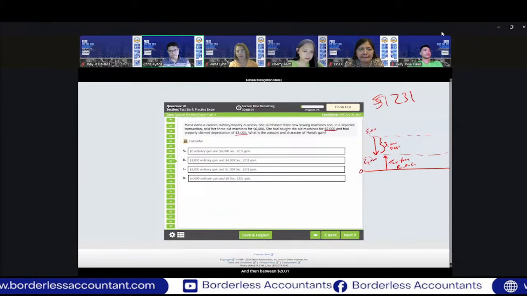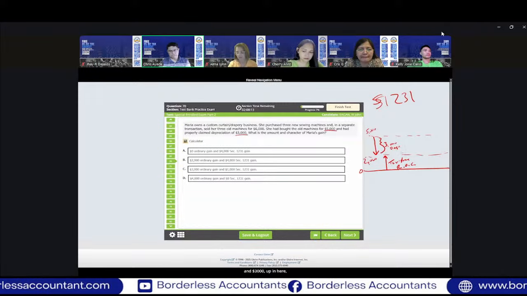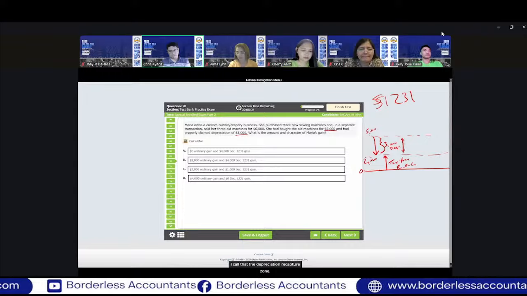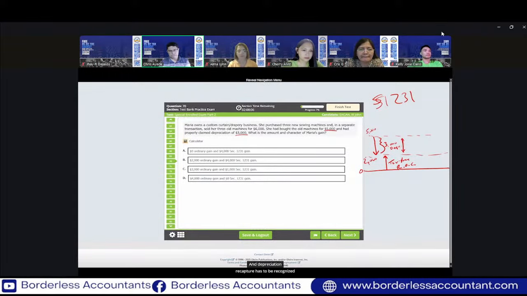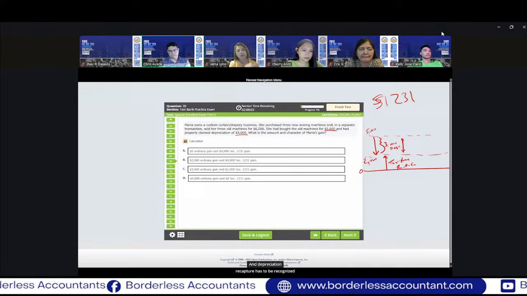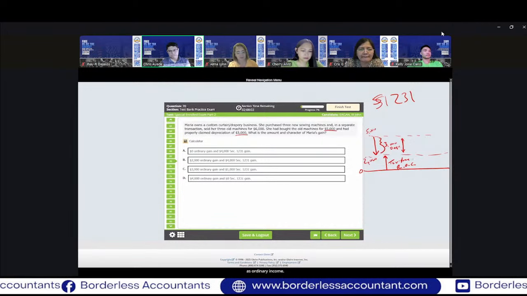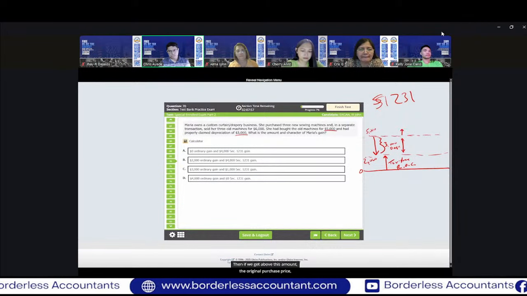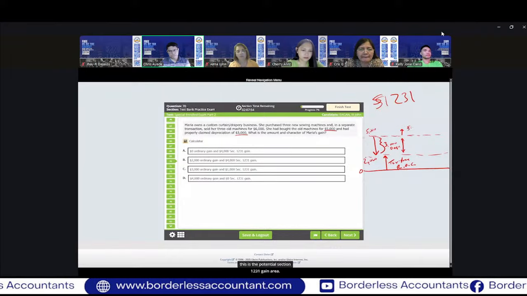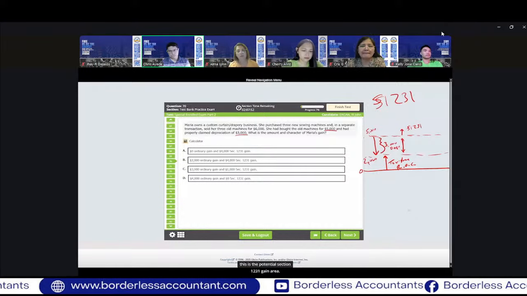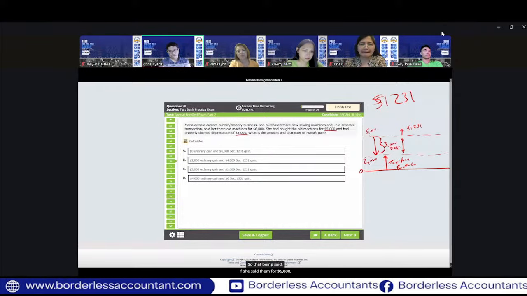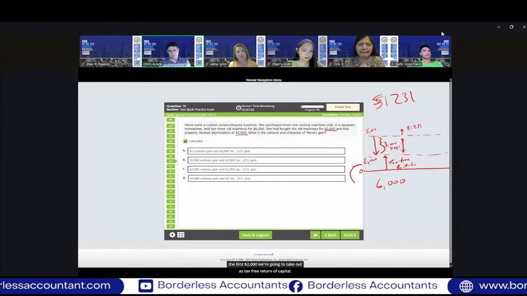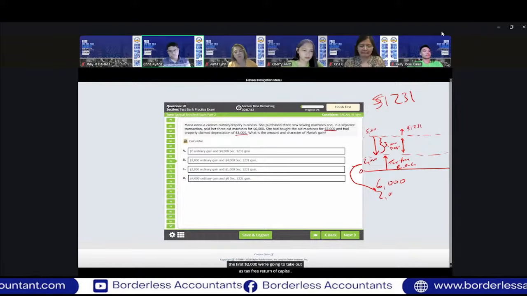And then between $2,001 and $3,000 up in here, I call that the depreciation recapture zone. And depreciation recapture has to be recognized as ordinary income. Then if we get above this amount, the original purchase price, this is the potential Section 1231 gain area.